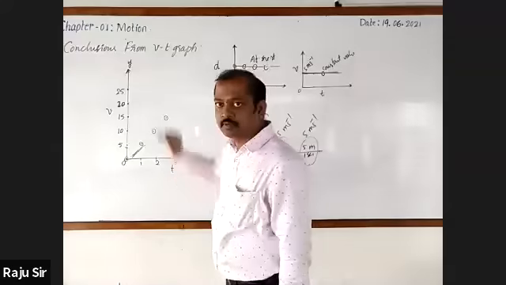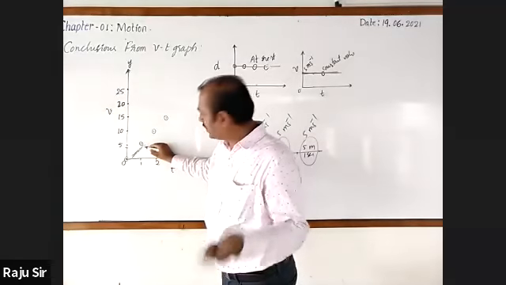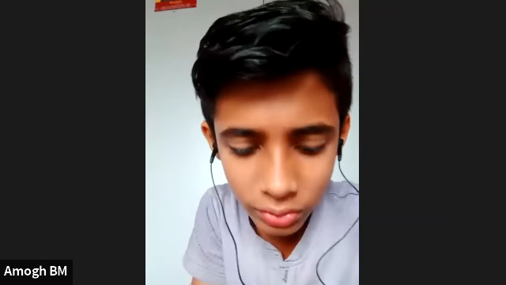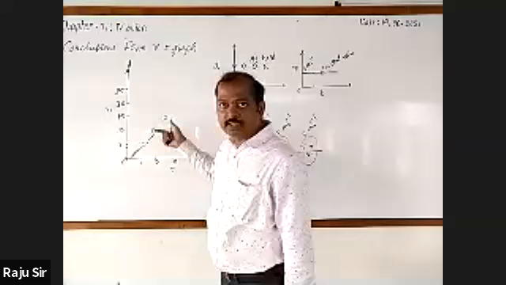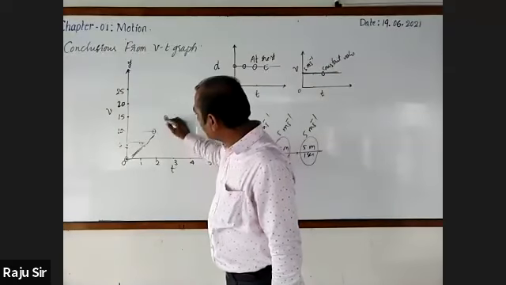Next, observe. What is the change in velocity of the body from 1 second to 2 seconds? 5 meters per second. Next, what is the change in velocity of the body in the next second? 5 meters per second.